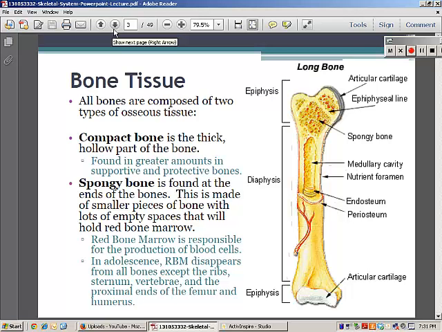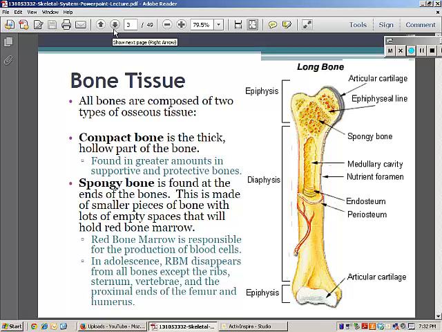And then the other type of tissue we'll find is called spongy bone. Now, spongy bone is exactly what it sounds like. It's spongy. And it's usually found on the ends of our long bones. The picture shows a long bone, and it's usually found on the ends. It's made out of smaller pieces of bone with lots of empty space in there. So that's why it looks like a sponge, and they oftentimes refer to it as spongy bone.